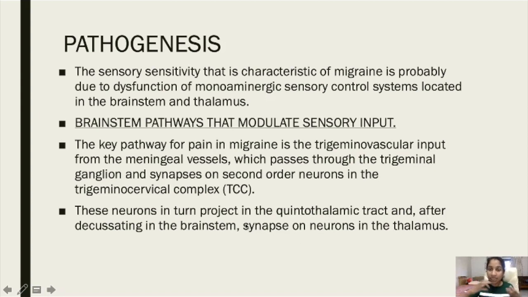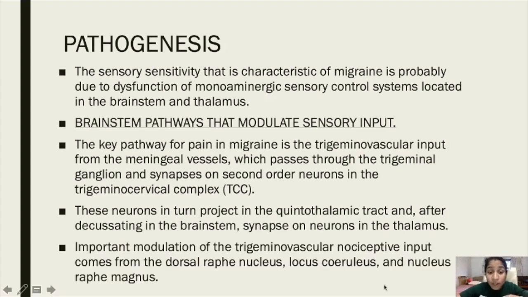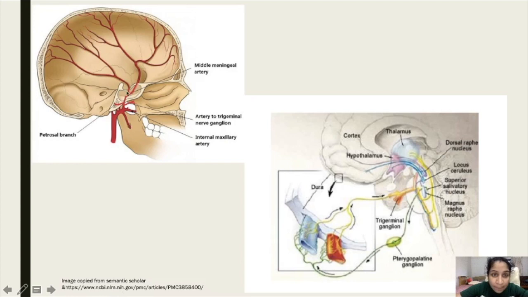So from there another tract starts, that is the quintothalamic tract, and after decussating through the brainstem, in the thalamus it will synapse on the neurons. Important modulation of the trigeminal-vascular nociceptive input comes from the dorsal raphe nucleus, locus coeruleus and nucleus raphe magnus. I will show that. So this is the middle meningeal artery, and you can see it also gives supply to the artery of the trigeminal nerve ganglion.